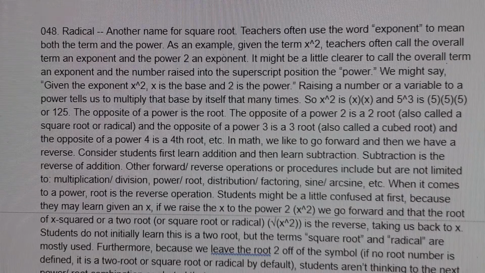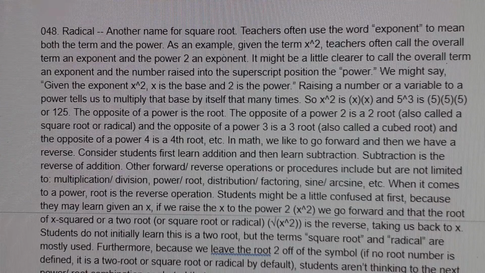Students do not initially learn this as a 2 root, but the terms "square root" and "radical" are the most used. Furthermore, because we leave the 2 off of the symbol (if no root number is defined, it is a 2 root, or square root, or radical by default).